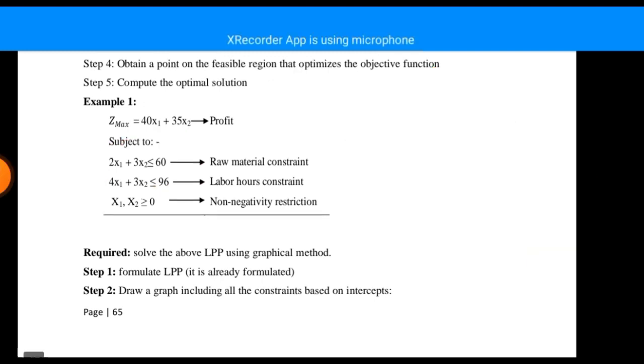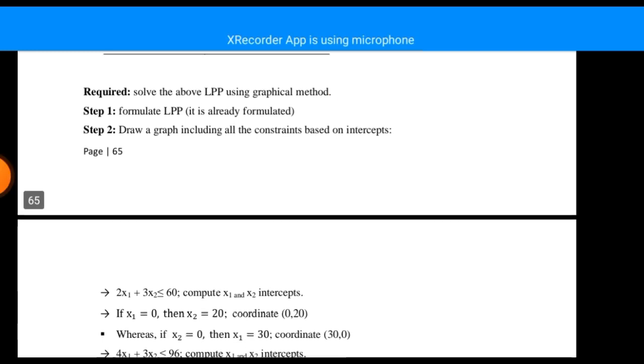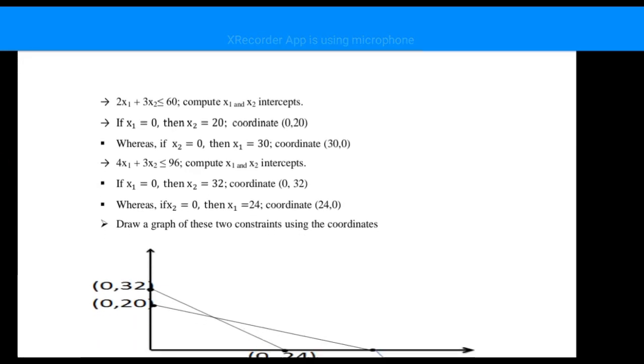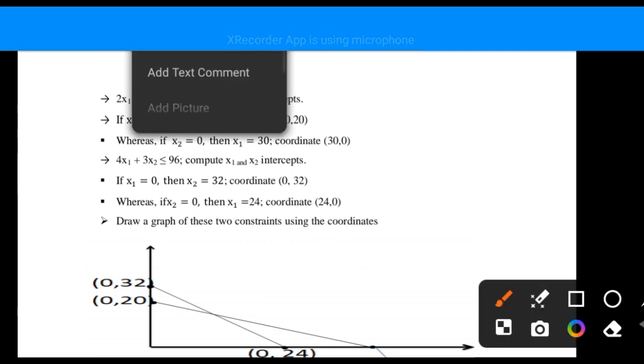Okay. Step 1, formulate linear programming. This is already formulated. Step 2, draw a graph including all the constraints based on intercepts. We find the intercepts, plot them on the graph and place them there. For example, 2x1 plus 3x2, we find the intercepts for both x1 and x2.